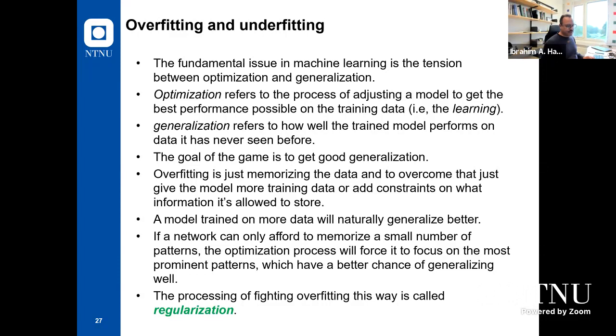Overfitting and underfitting. We have been discussing those before. Overfitting is just memorizing the data. And to overcome it, we need to add some constraint on what information it's allowed to store, for example. So we have overfitting and underfitting.